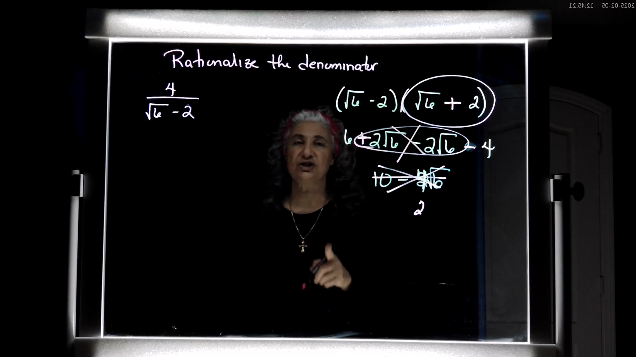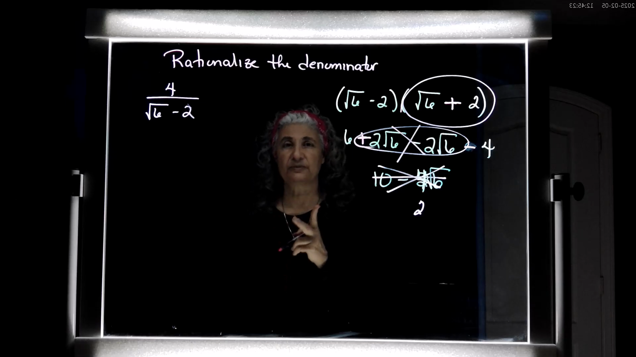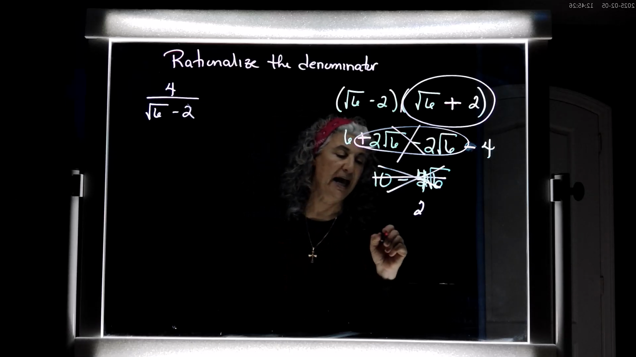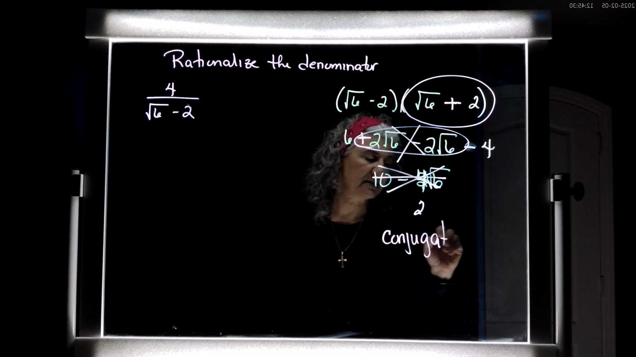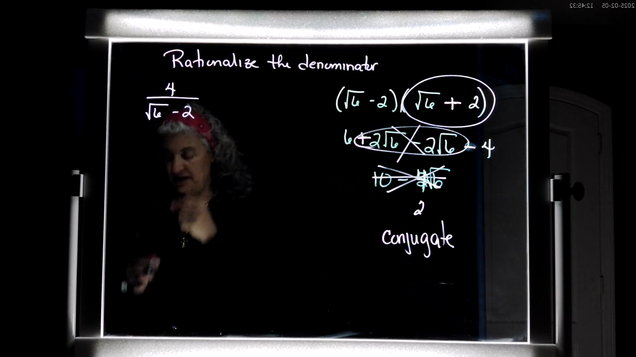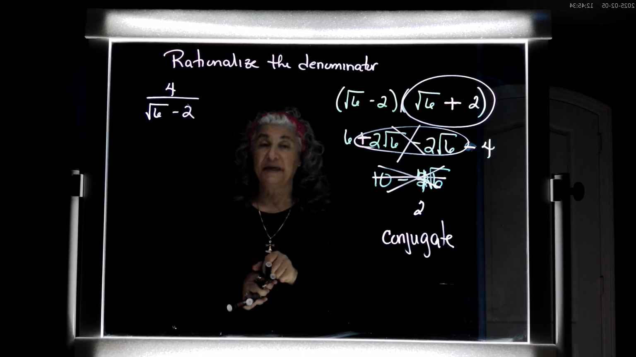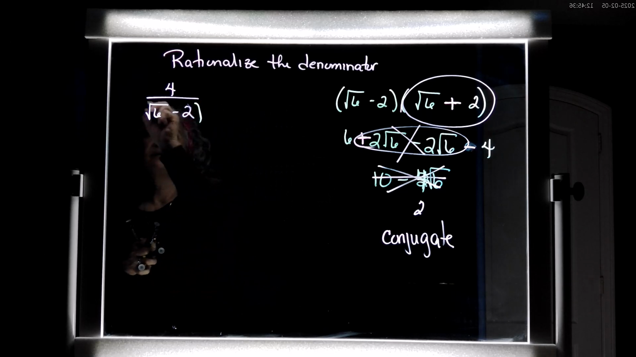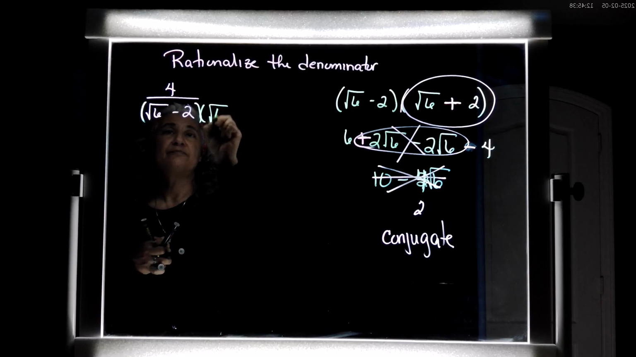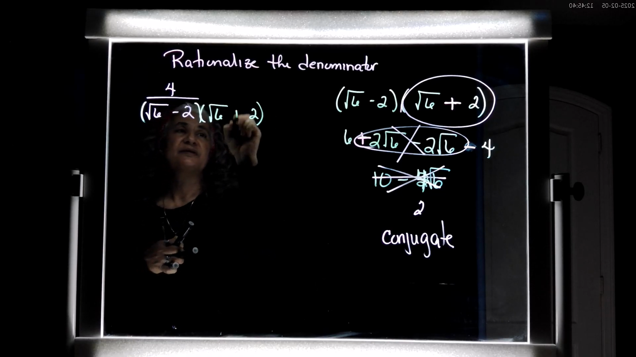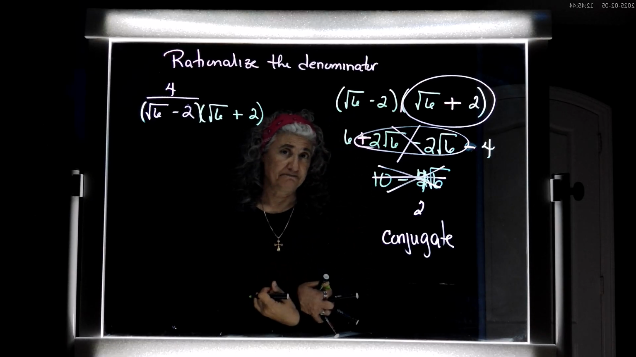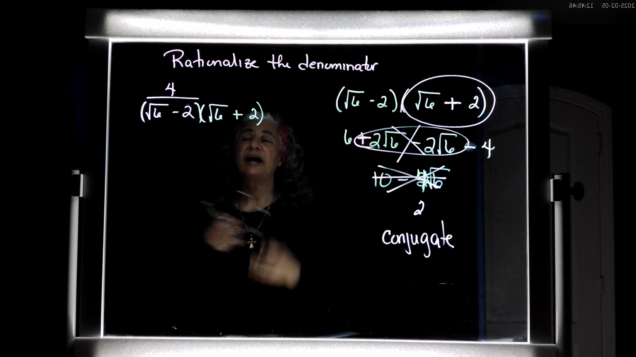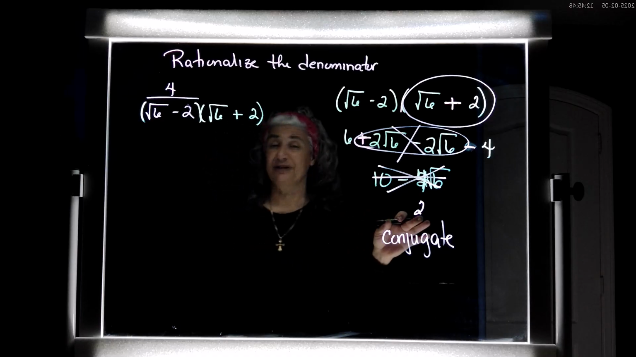So when we rationalize the denominator with two terms, we need two terms. And we're going to multiply by what's called the conjugate. The conjugate means that I am multiplying by the same two terms, but the sign in the middle is going to change. Good? Okay. So I already know what the denominator looks like because we did it over here.